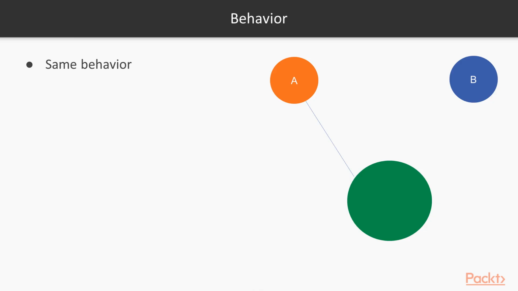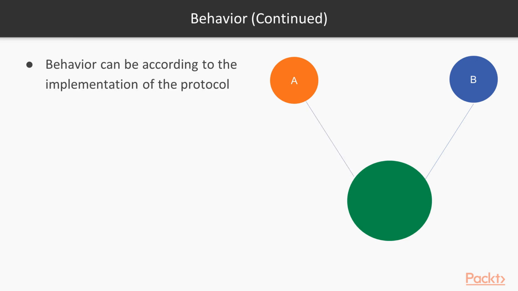One more detail we can mention is about the behavior. In protocol-oriented programming, we can have one behavior when an object implements a protocol A. It might have a different behavior when implementing a protocol B, but it might also have a third behavior when implementing both protocols A and B. So, we can have a behavior according to the combination of implemented protocols.